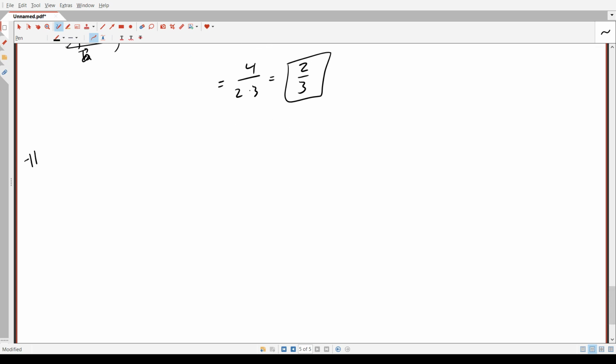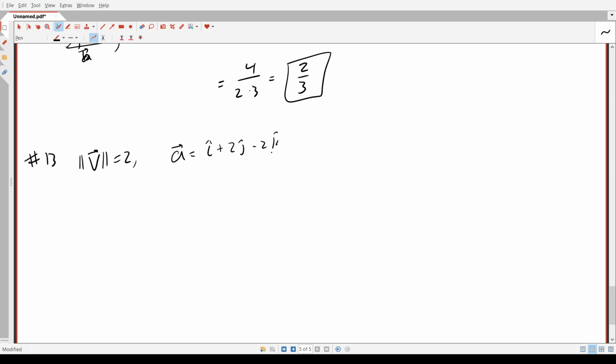Number 13. Find the vector with norm 2. So I'm finding the vector, I'll call it v, with norm of v equals 2, and with the direction opposite to the direction of a, which is i hat plus 2j hat minus 2k hat.